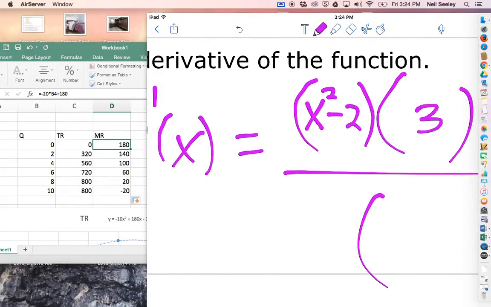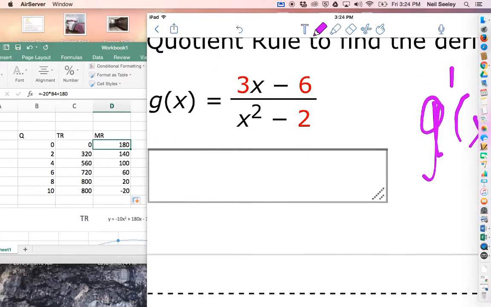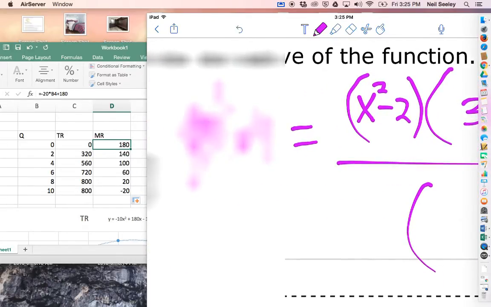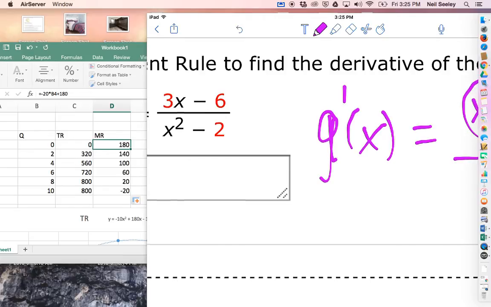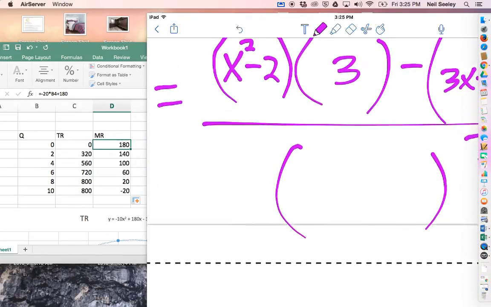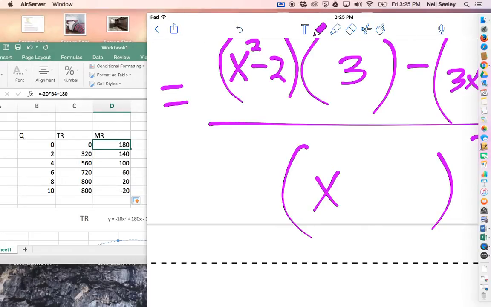And then d high is going to be just the derivative of 3x minus 6, which is 3. Less high, d low, so you take the high, 3x minus 6, put it in here. And the d low, the derivative of my bottom, x squared minus 2, would just be 2x. And then over the denominator squared, the low squared. And since I've already set up parentheses squared, I'm done.